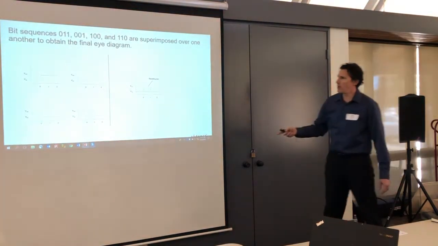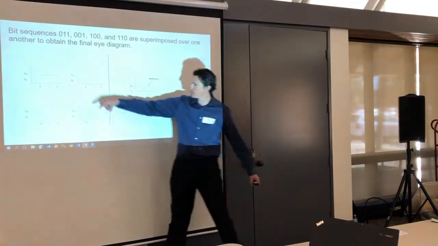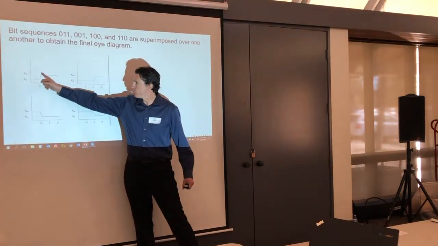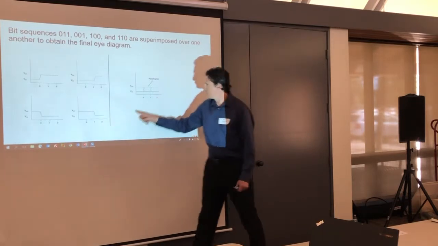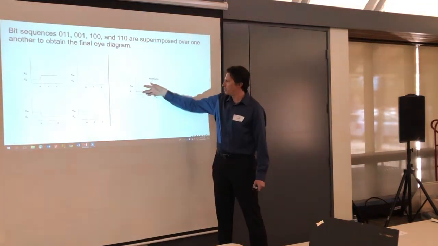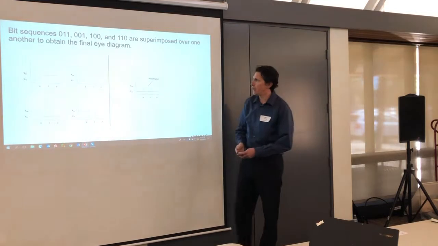And so another way to think about what an eye diagram is, if you were to think of just these 4 bits going 0, 1, 1, 0, 0, 1, 1, 0, 0, 1, 1, 0. If you were to overlap those things, you end up with something like this, and this is what they call the resulting eye.